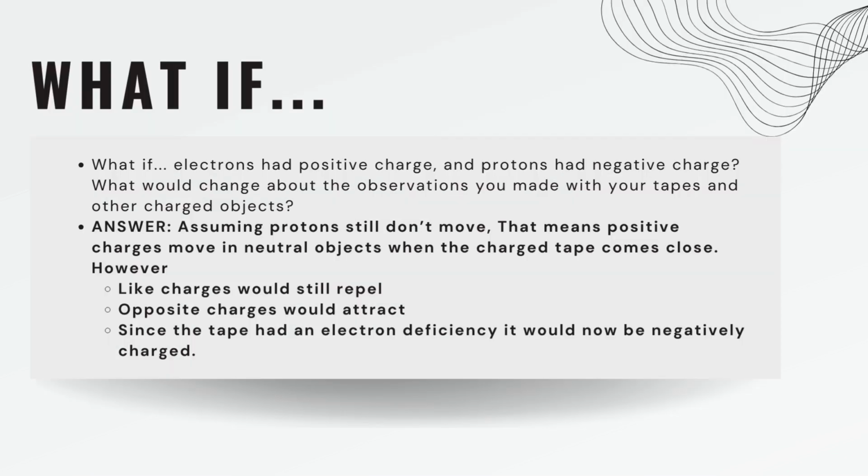Okay, what if electrons had a positive charge and protons had a negative charge? In this case, assuming that protons still don't move, that means that the positive charges move in neutral objects when the charged tape comes close. So like charges would still repel, opposite charges would attract. And since the tape had electron deficiency, it would now be negatively charged.